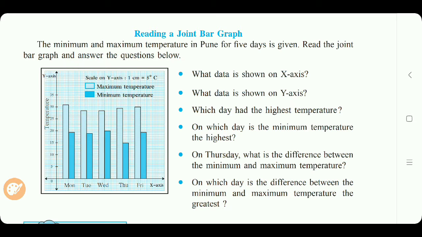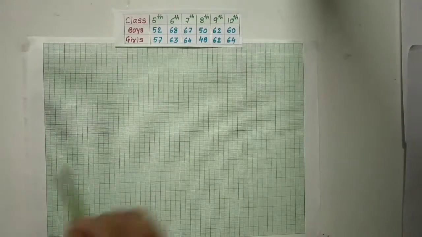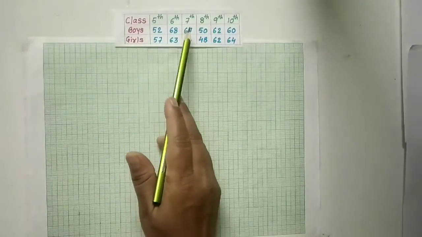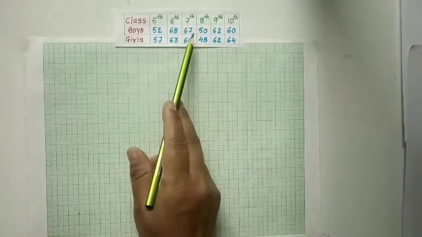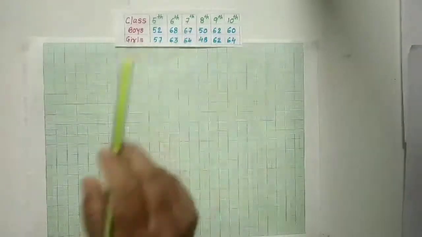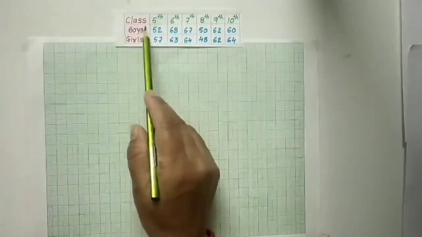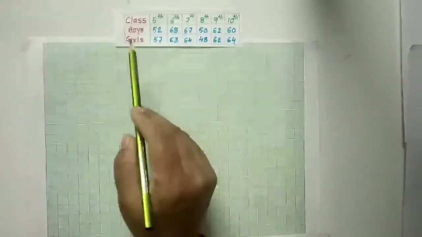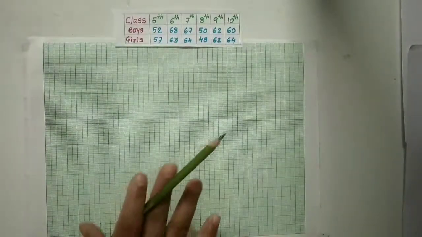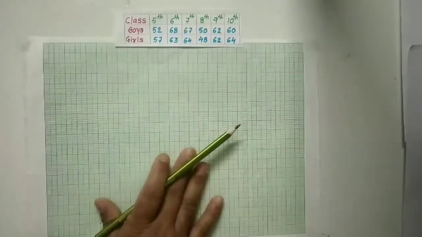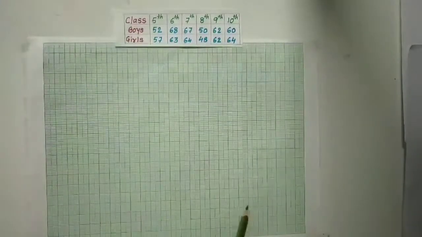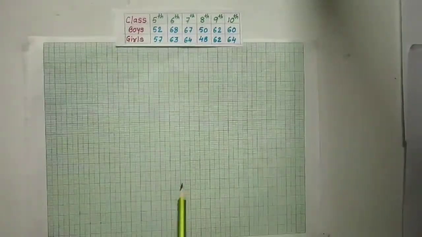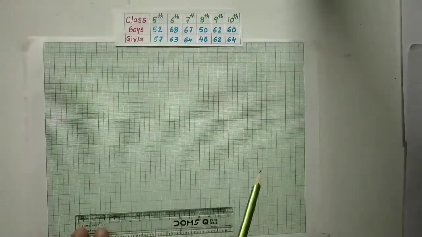Okay, now we are going to learn different steps for drawing a joint bar graph. Now here the number of boys and girls in a school is given, and we are going to draw a joint bar graph with the help of this given information. Here classes are given: 5th, 6th, 7th, 8th, 9th and 10th, and boys and girls are given. Okay, now first this is the graph paper, and on this graph paper first we are going to draw the x-axis and then the y-axis. Okay, now see, this is the x-axis.